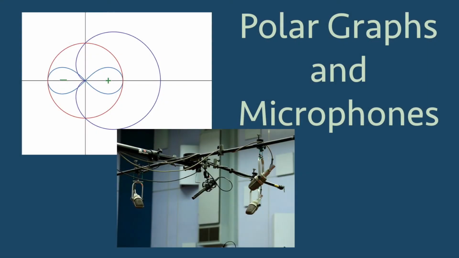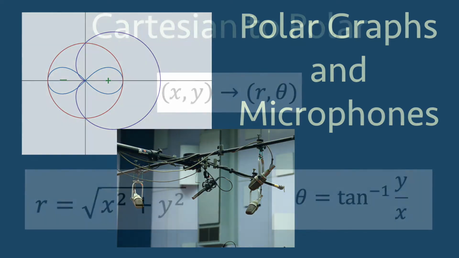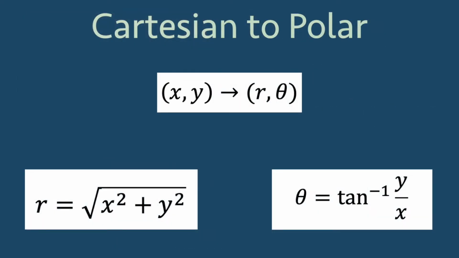In this video, we will explore three polar graphs we learned from trigonometry and explore their application through the use of microphones. We learn how to graph polar equations after learning how to convert from Cartesian coordinates, x, y, to polar coordinates, r, theta. These conversions come from the relationships r equals the square root of x squared plus y squared and theta equals tangent inverse of y over x.